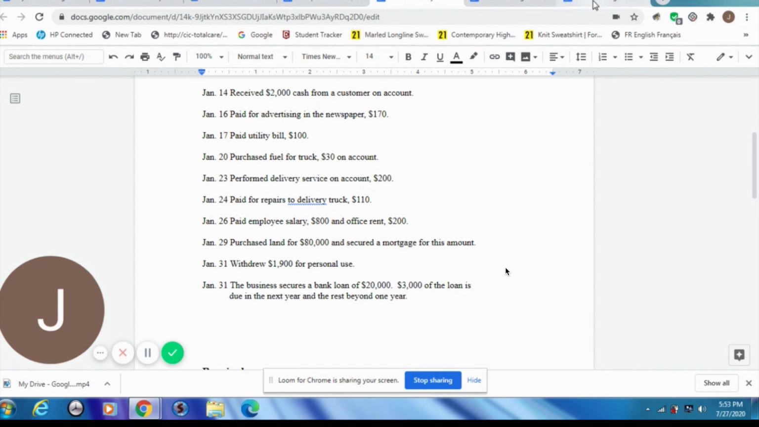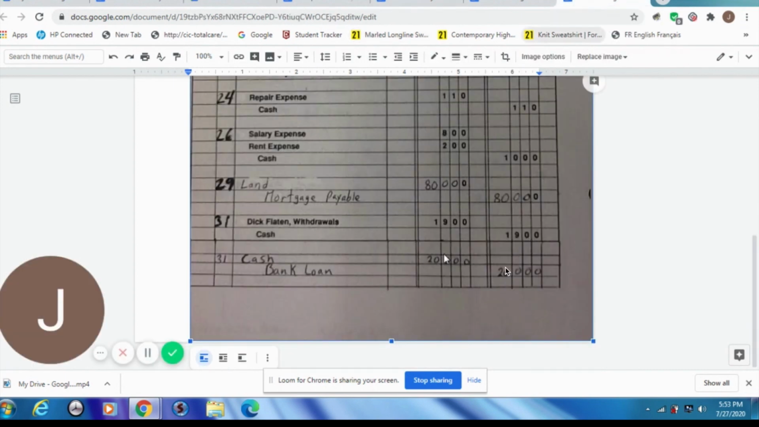All right, so our journal entry is going to look like this. It's simply a debit to cash of $20,000 and a credit to bank loan of $20,000. Okay, so it's a bank loan. In terms of the journal entry, it's just we received a bank loan. Okay, so that is basically the journal entries for this delivery service example, which is our demonstration problem.